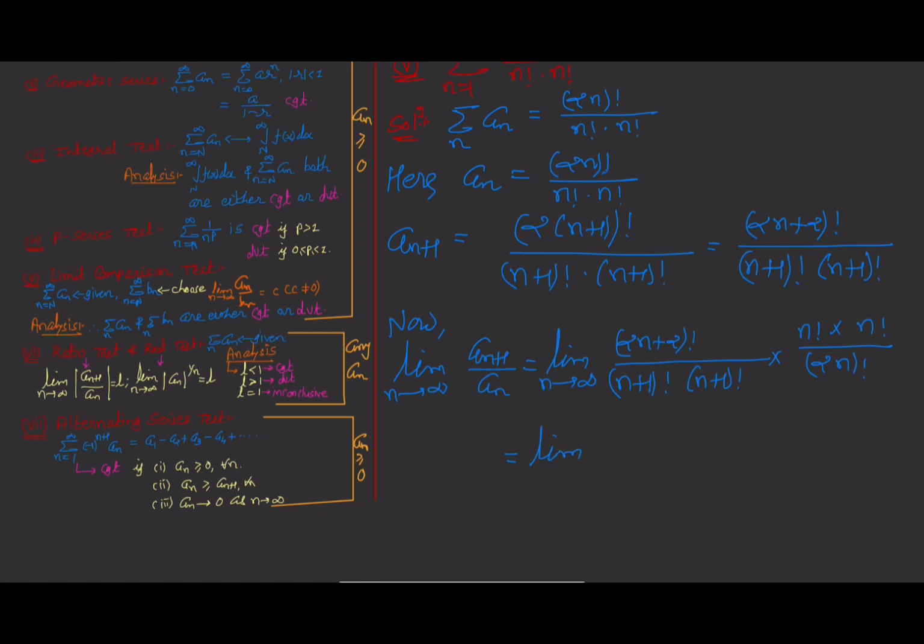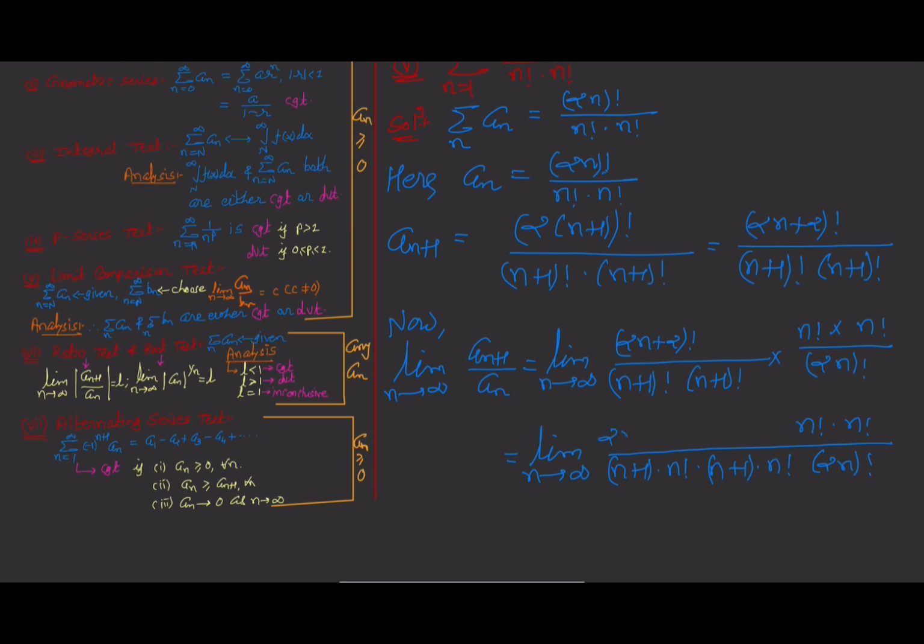This is equal to limit n tends to infinity. Now see, this n factorial and n factorial remain as it is, n factorial into n factorial. Now this (n+1) factorial is what? You know that it is nothing but (n+1) into n factorial, right? So this is (n+1) into n factorial. Again (n+1) factorial is (n+1) into n factorial. (2n) factorial as it is.